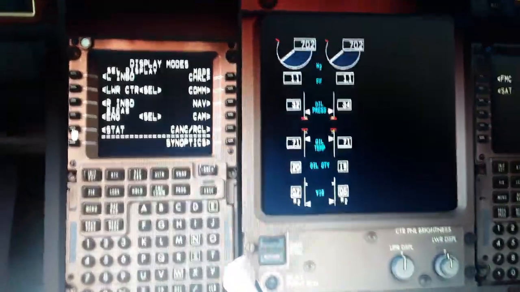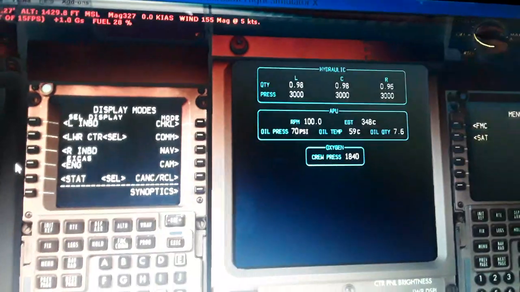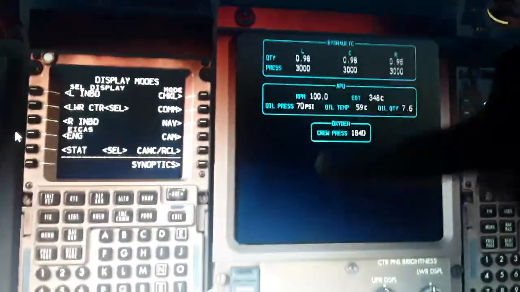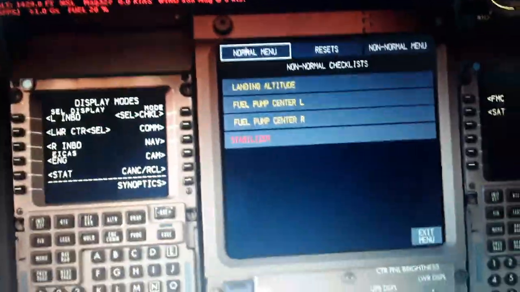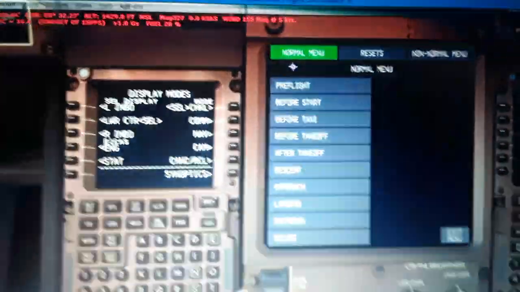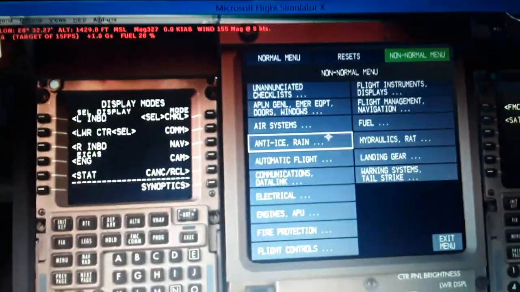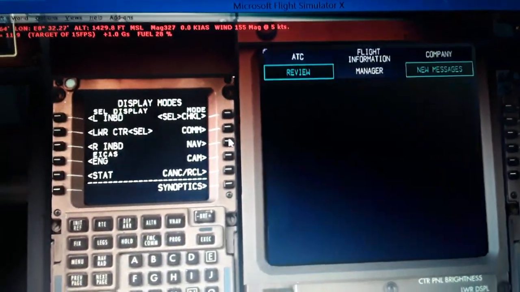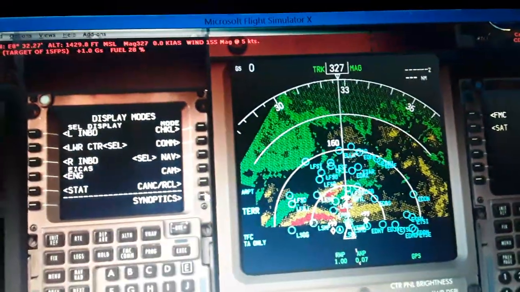We have the engines, the status. You can see the hydraulics. Over here the APU is running, and the oxygen level. You can see the checklist. Normal menu. No normal menu. We have a failure. Some systems fail. The communications, navigation, synoptics. You can see the doors are closed.